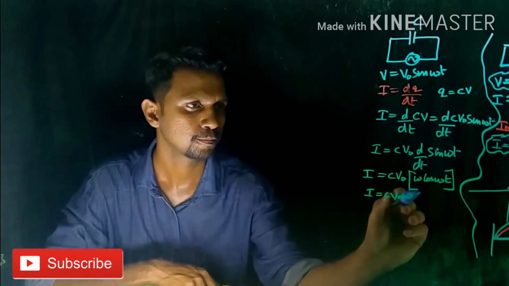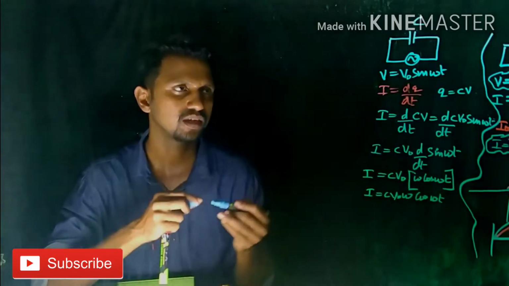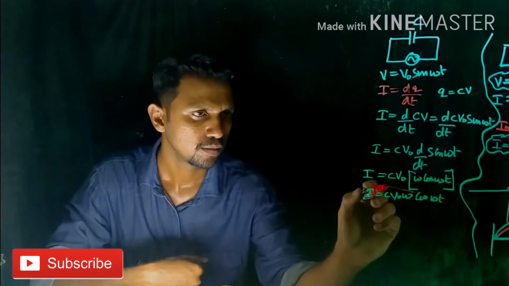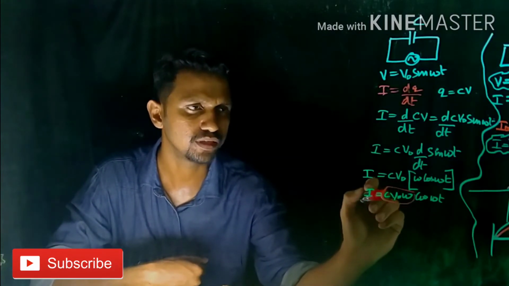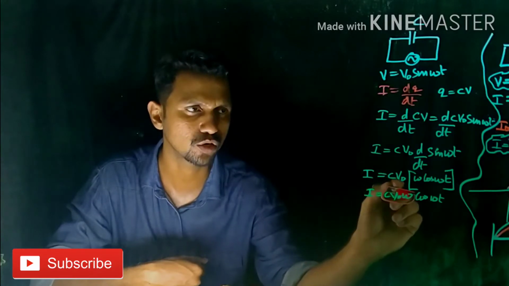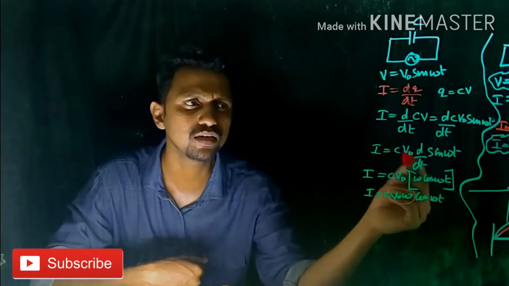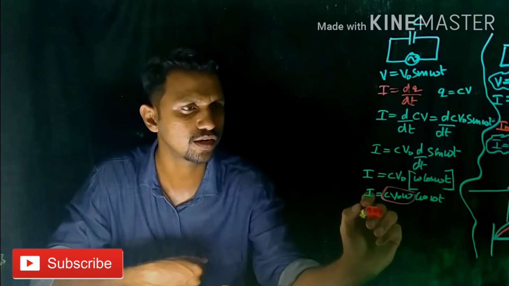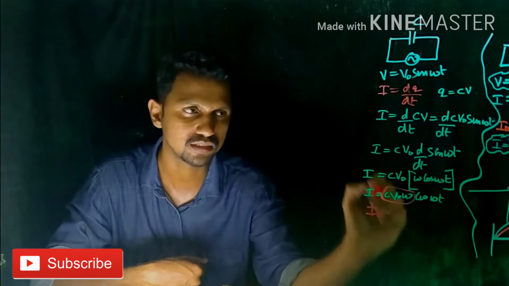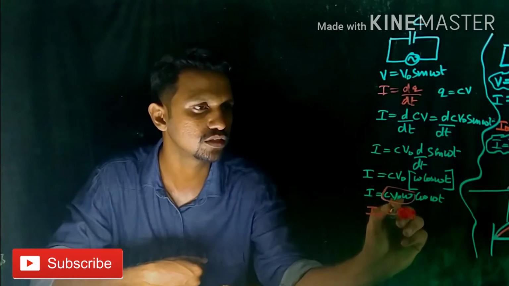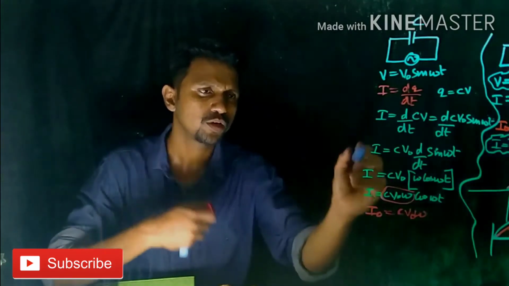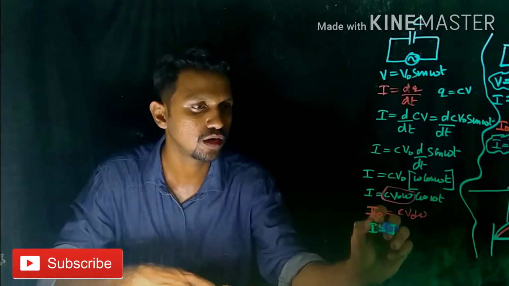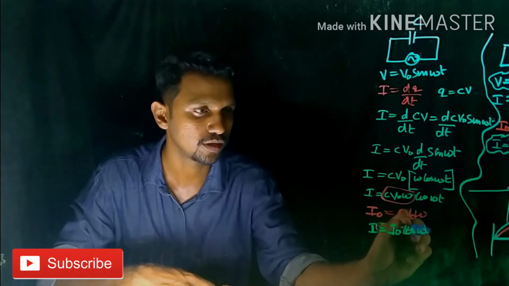Then I could write this as I is equal to CV0 omega cos omega t, in which if we are analyzing this equation, the maximum value of current will be CV0 omega, since this is the constant term in this equation. That means I could write the peak value of current, or the maximum value of current, in this equation will be CV0 omega. We could rewrite this equation as I is equal to I0 cos omega t.